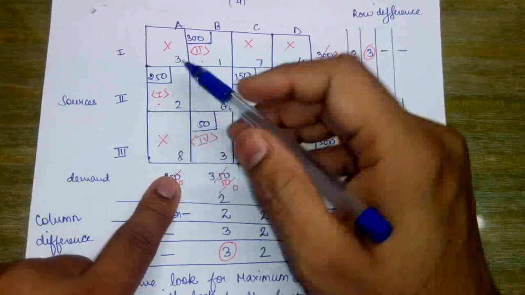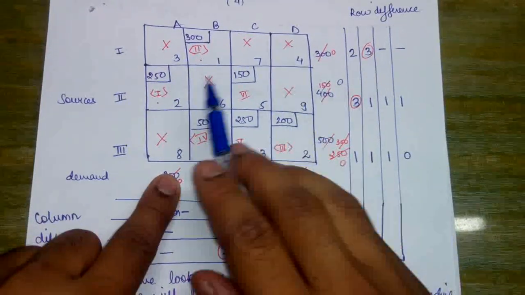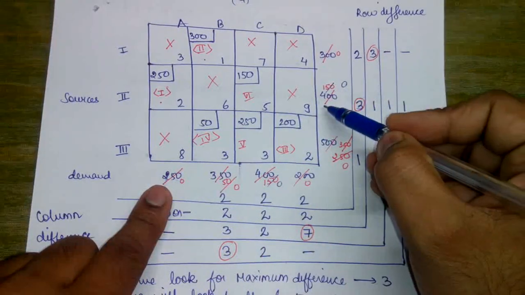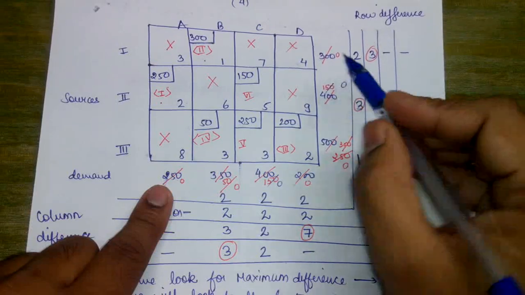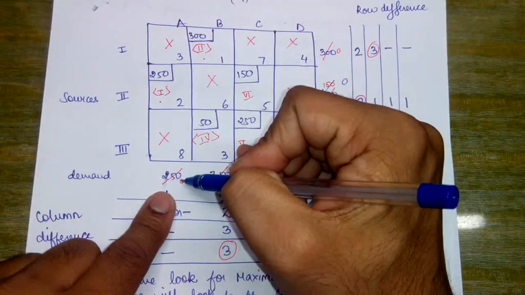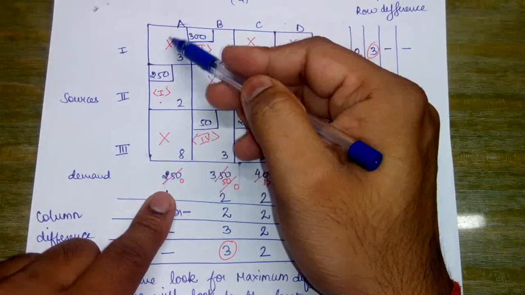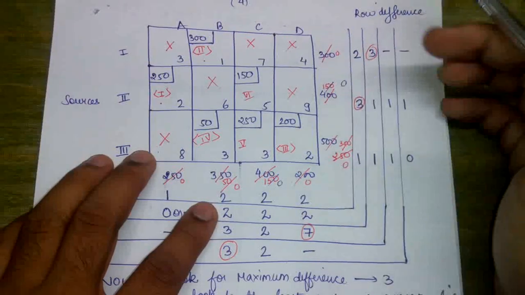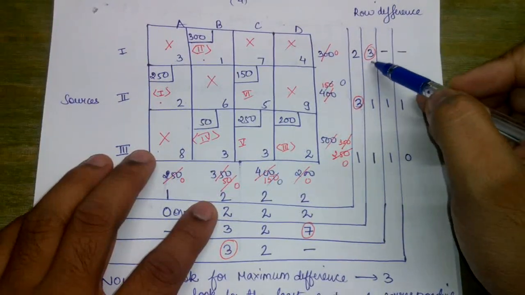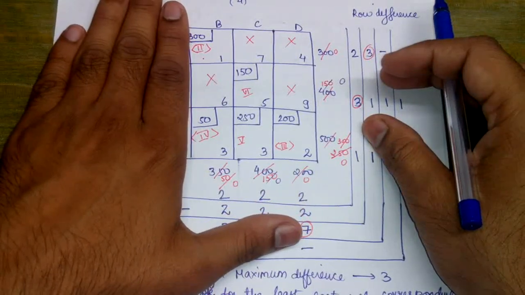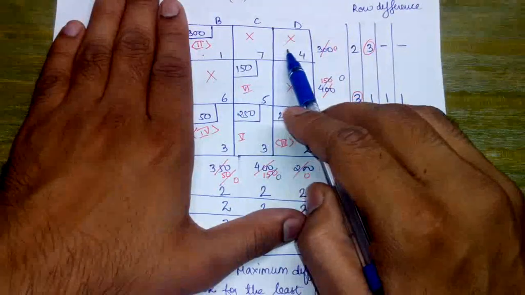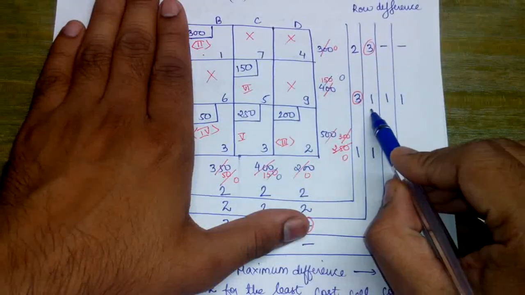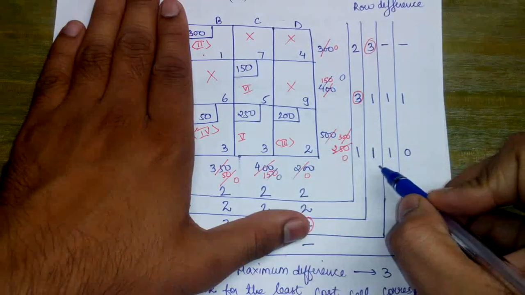Now the demand is of 250, the supply is of 400, so we will allocate 250 here. So this 250 gets cancelled out and 400 minus 250 becomes 150. So we have allocated here, so this becomes 0, so the entire column gets exhausted out. Now once the exhausting process is done, we will again find out the row difference and the column difference such that we will neglect this portion. So 1 minus 4, that is 3, 6 minus 5, that is 1. 3 minus 2, that is 1.